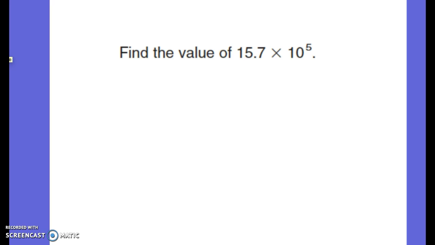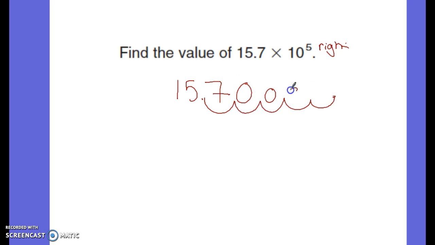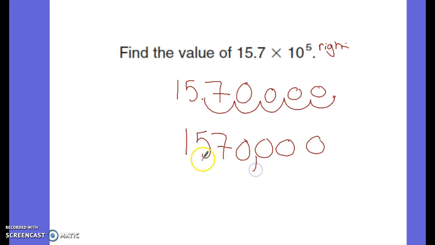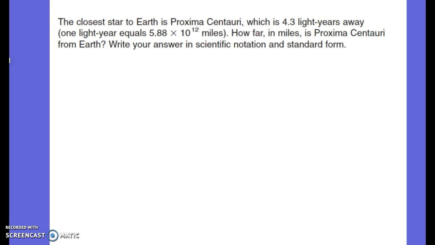Find the value of 15.7 times 10 to the 5th. Remember, that means 5 right. So you get 15.7. 1, 2, 3, 4, 5. Plug in your zeros. You get 157. 1, 2, 3, 4. Put your commas in, and you get 1,570,000.